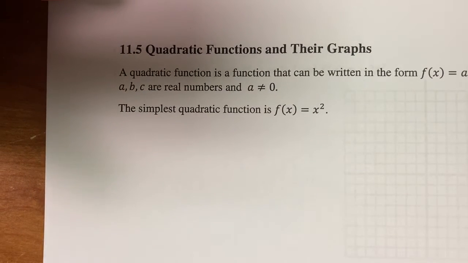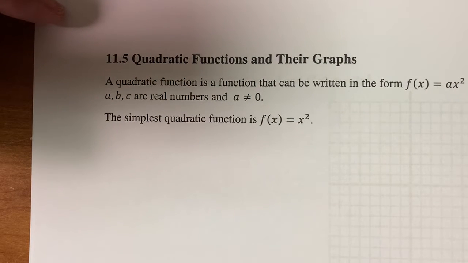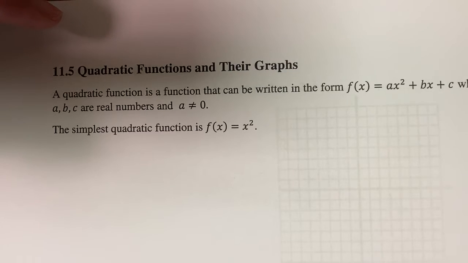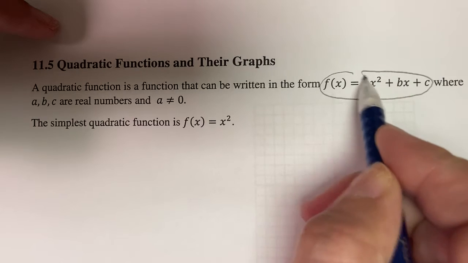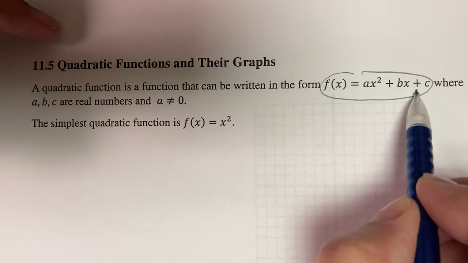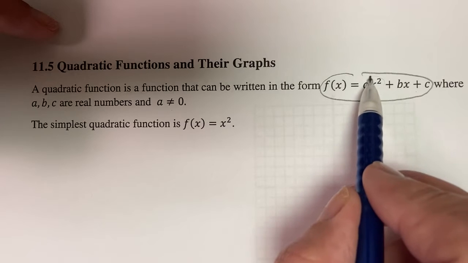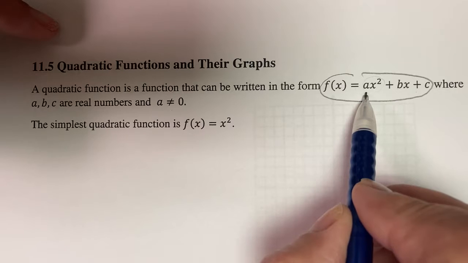Okay, we're about to do the notes for 11.5, talking about quadratic functions, and we're going to start graphing some of them. So first of all, what is a quadratic function? Well, a quadratic function is something that we graph, and it is a function of the form f of x equals ax squared plus bx plus c, where a, b, and c are real numbers. And a cannot be 0, because if a was 0, then your x squared would disappear and it would no longer be a quadratic function. It would be a linear function.